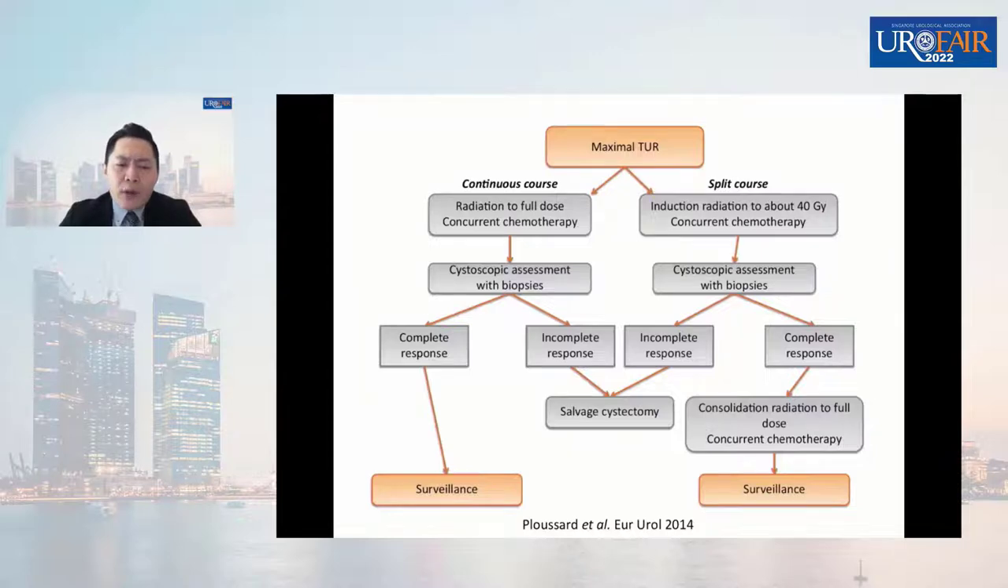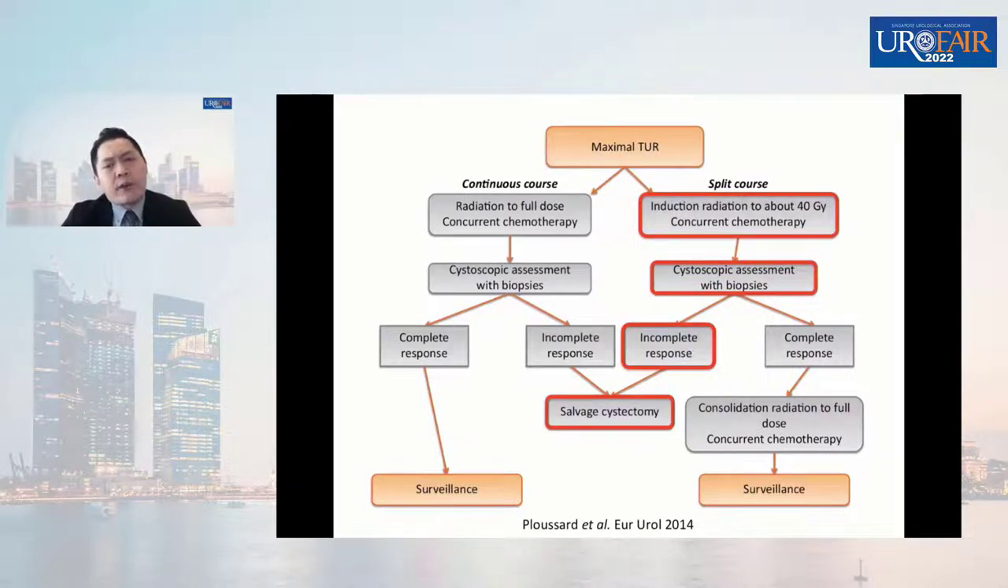And this is a graph showing how we actually monitor our patients. In a continuous course, we give RT, chemoRT, to the full dose until we've completed everything, and then we start to monitor the patients. But what I want to highlight is the split course type of protocol. Basically, we can give induction RT to about 40 gray with concomitant chemotherapy. But after the induction RT, we already start to survey the patients. We already try to assess whether there's a good treatment response. And I really think if there is a poor response to begin with, then we should already consider doing cystectomy, because at the end of the day, we do not wish to compromise the cancer outcome. If the patient has a good treatment response, then we continue with the consolidation RT to full dose, continue with the chemotherapy, and then follow up afterwards.